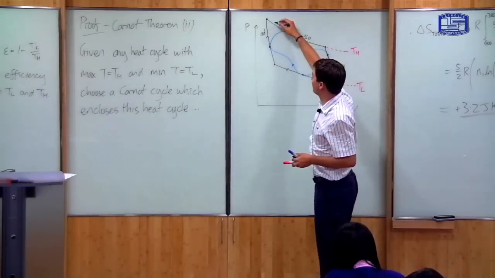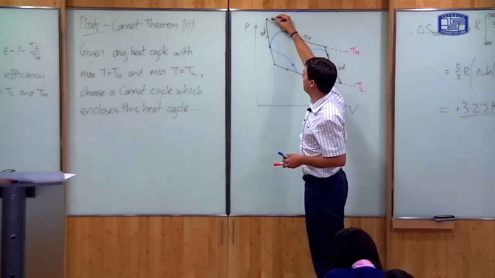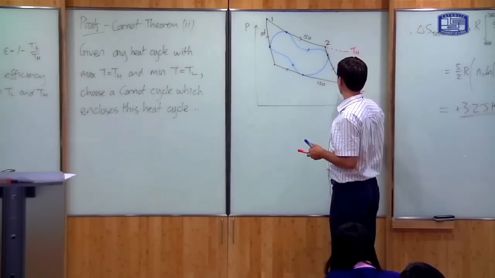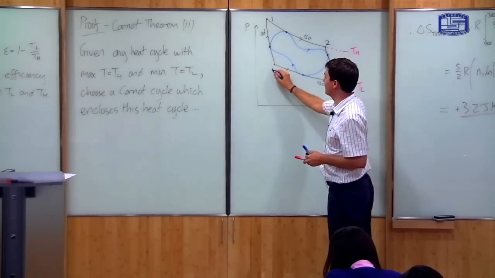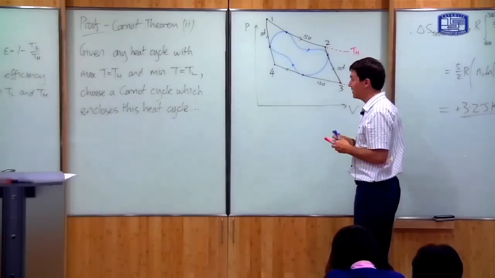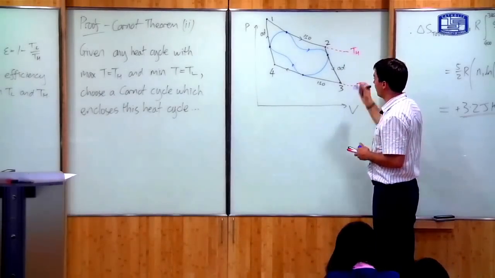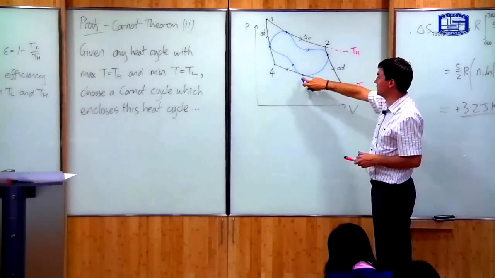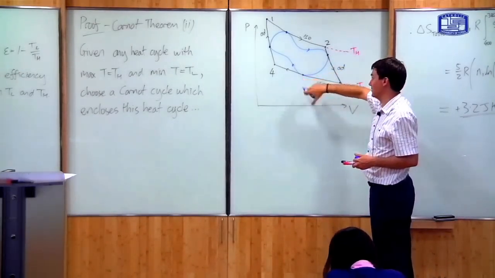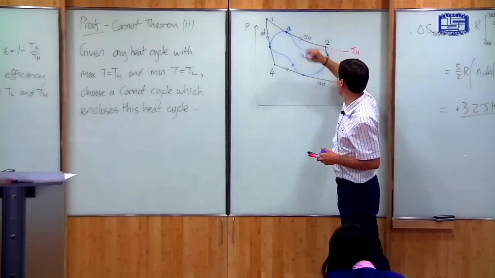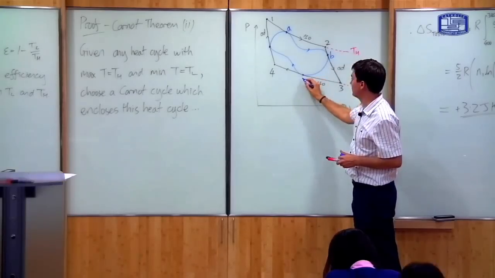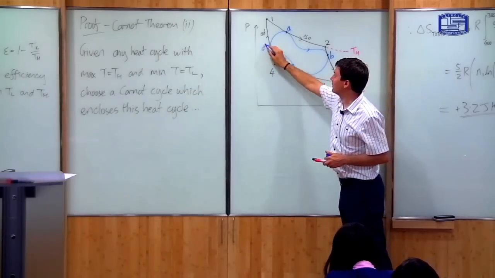The first are the extremal points of the Carnot cycle. I'll call this one point 1, this one point 2, 3, 4. And the second points of interest are those points where the Carnot cycle touches the heat cycle. So I'll call this one A, this one B, this one C, this one D.